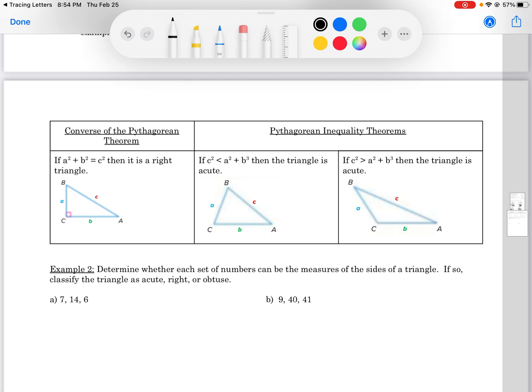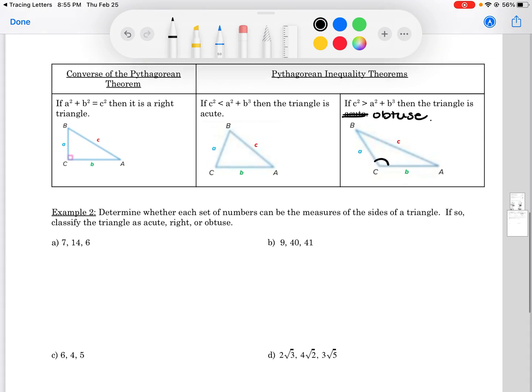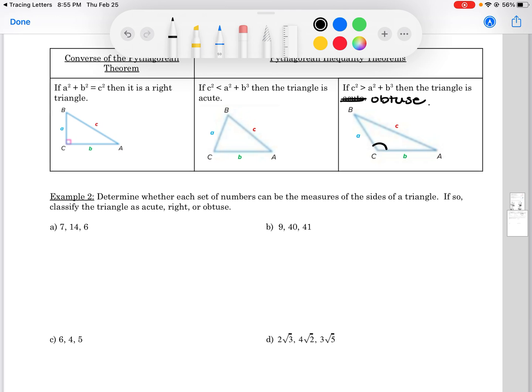If c squared is smaller than the sum, we're going to have an acute triangle. And if c squared is greater than the sum, we are going to have, whoops, I apologize, that should say an obtuse triangle. Okay. And what we mean by that is this angle is over 90 degrees, and all of the angles here are acute.